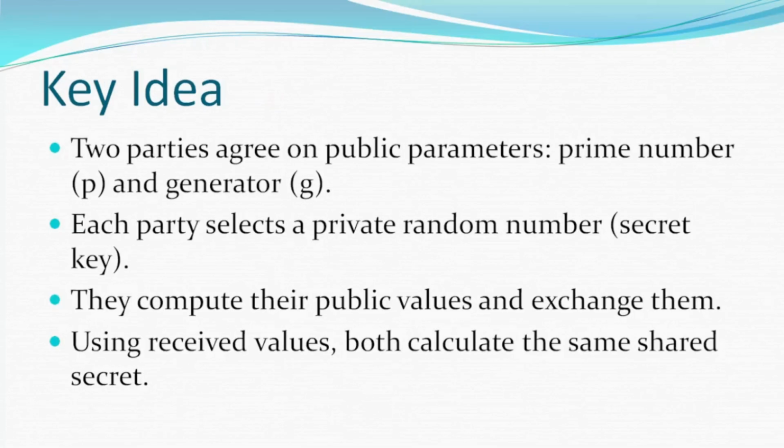So what is the key idea behind the Diffie-Hellman key exchange algorithm? In this algorithm, two parties agree on some public parameters, that is a large prime number P and a generator G, and each party selects a private random number, that is a secret key. Then they compute their public values and exchange them, and using the received value both calculate the same shared secret key.